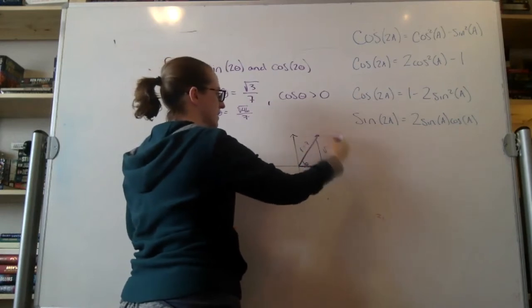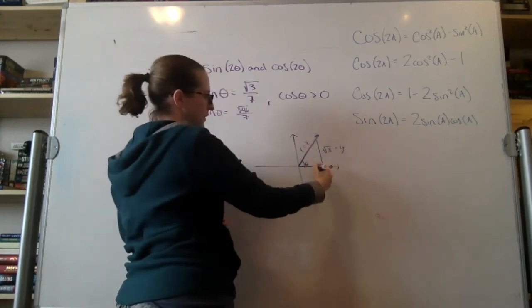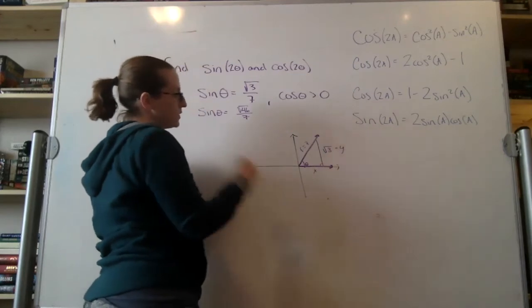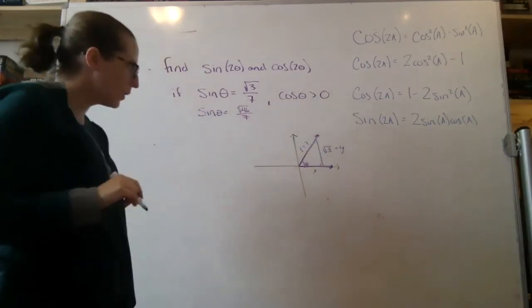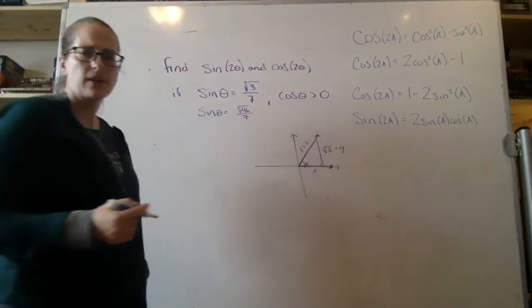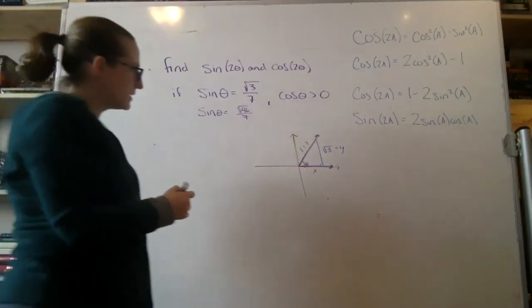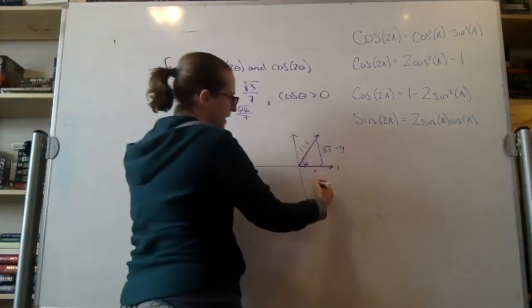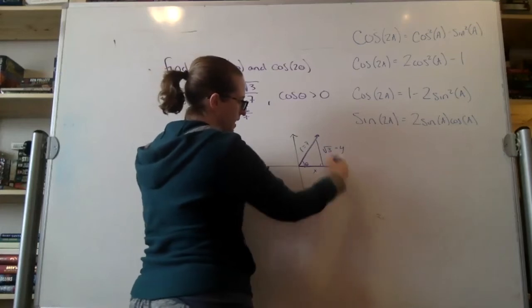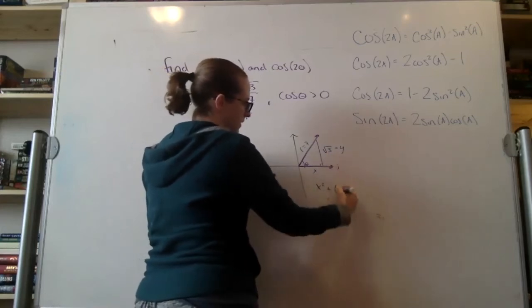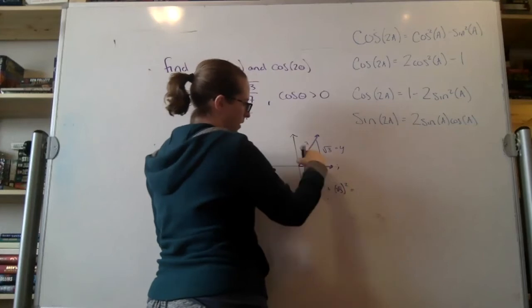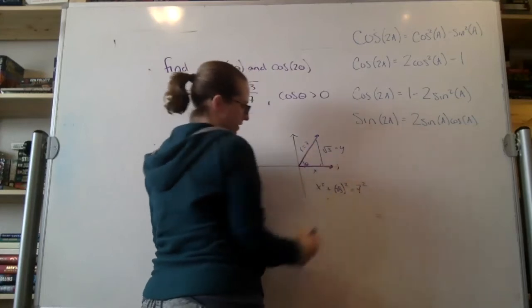So r is 7. Square root of 3 is our y. Can we figure out what our x is and then use that to find cosine? Sure. We're going to have to use the Pythagorean theorem, just like we used the Pythagorean identity before. The Pythagorean theorem says x squared plus y squared, which is the square root of 3 squared, has to equal r squared, which is 7 squared.